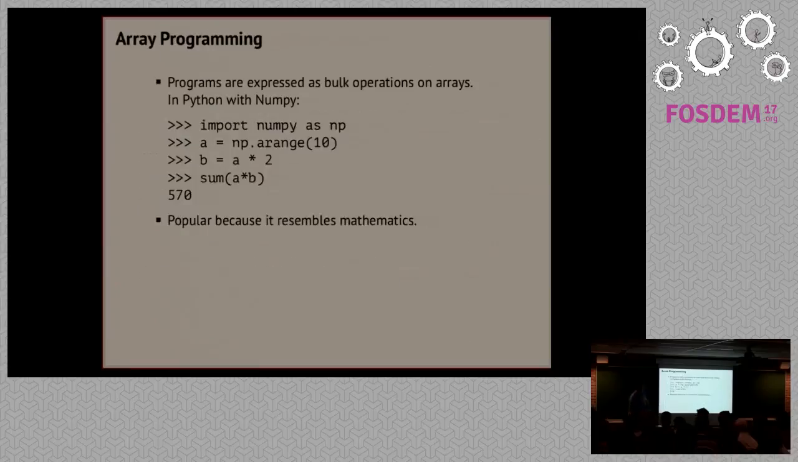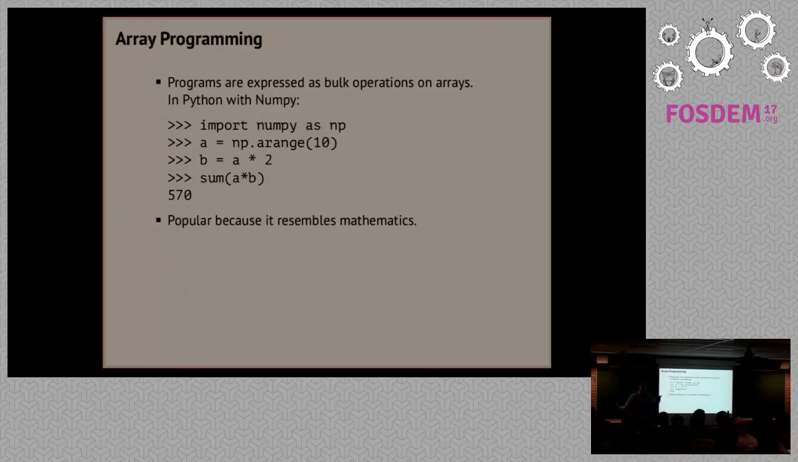Array programming is an instance of data parallelism. And you've probably already done it, because NumPy for Python and similar libraries for other languages are instances of array programming, where we do bulk operations. So we just say we want an array of 10 elements. Each of those elements we want to multiply by 2, and that gives us back a new array. And then we can multiply these two arrays pointwise and then sum the results. That's just a dot product we're doing here.